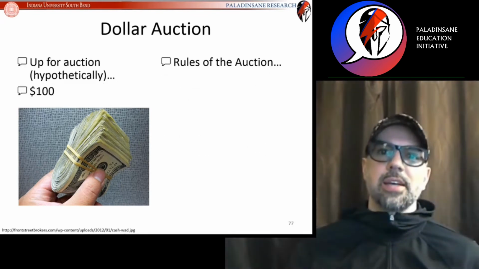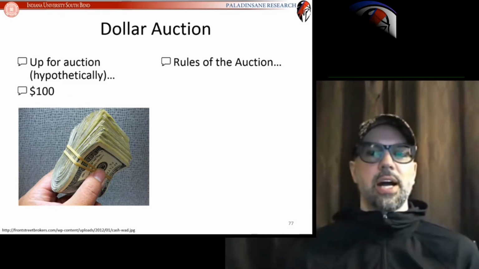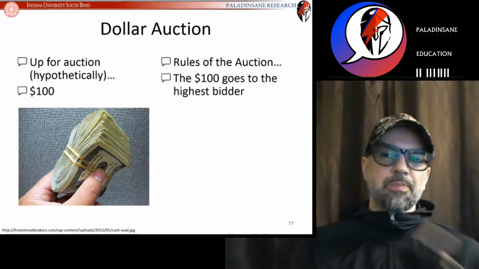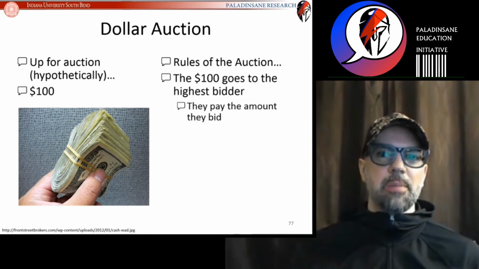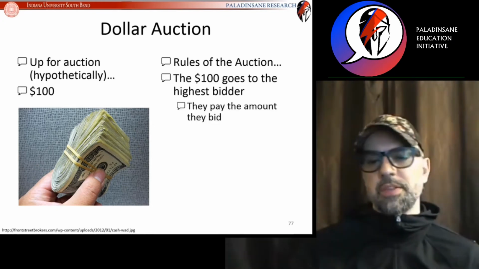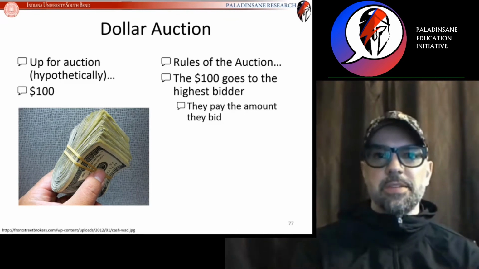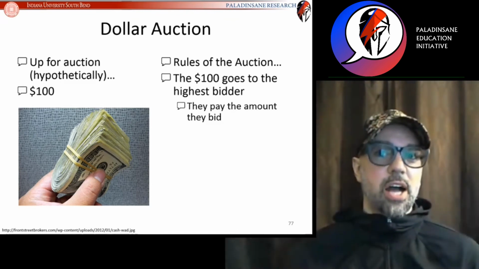This is where it gets a little bit different than your typical auction. So the $100 is going to go to the highest bidder. And that highest bidder is going to pay the amount that they actually bid. So if they bid $50, then they win the $100, and all they got to do is pay $50 for it. That's your typical auction rules.